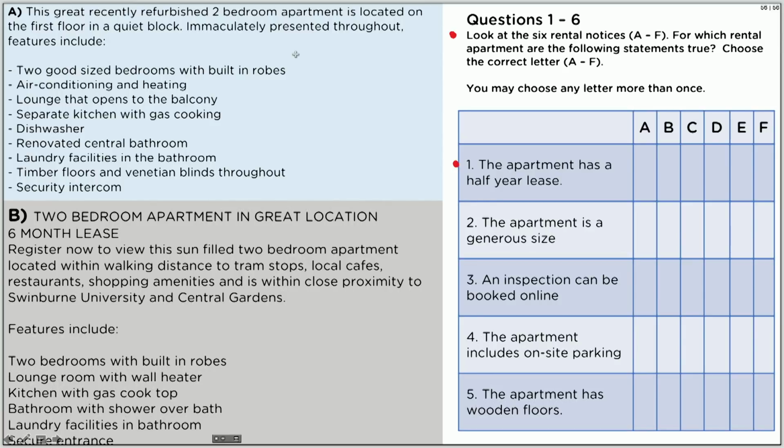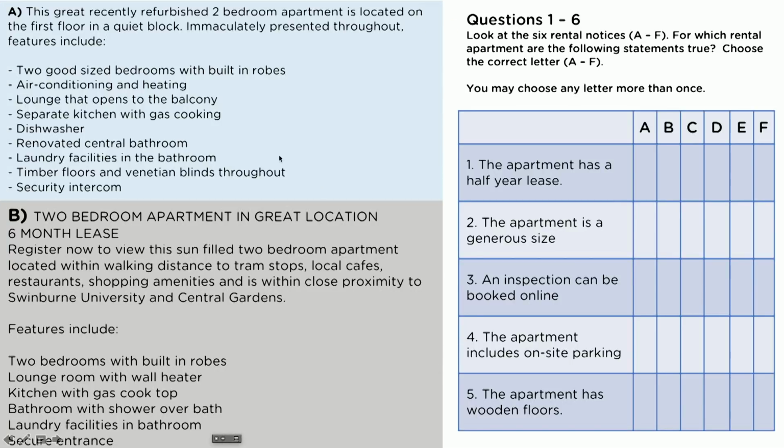So what I want to do is read this advertisement and see if it has any information saying anything about a half-year lease, or that the apartment is a generous size, or that an inspection can be booked online, or that the apartment includes on-site parking, or that the apartment has wooden floors, okay? So then what I quickly do is I scan read A, okay? This great, recently refurbished 2-bedroom apartment is located on the first block in a quiet block, immaculately presented throughout, features include and so on. Fine. That's the way you do it.